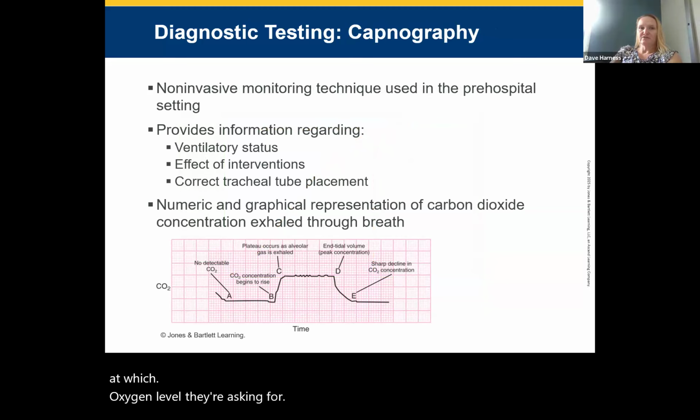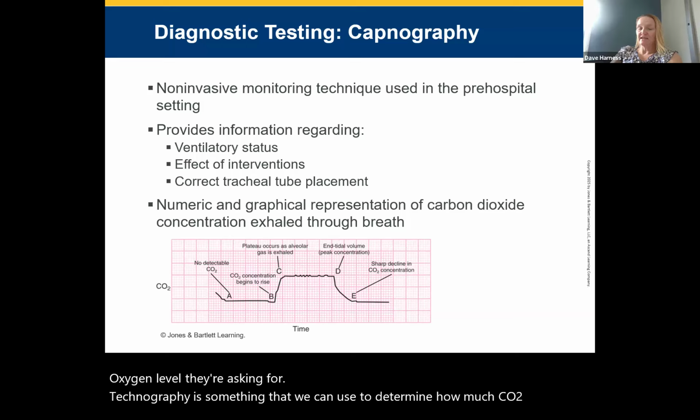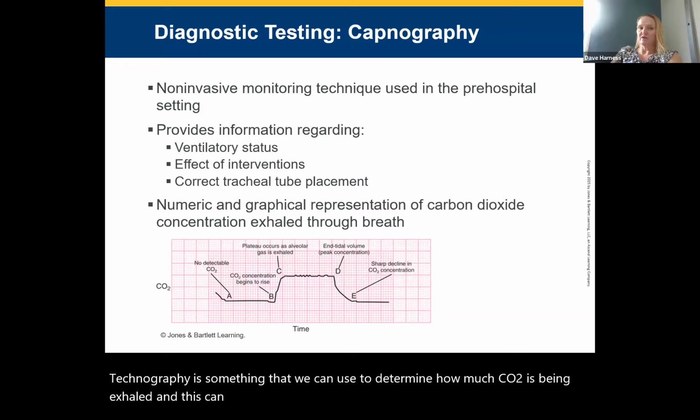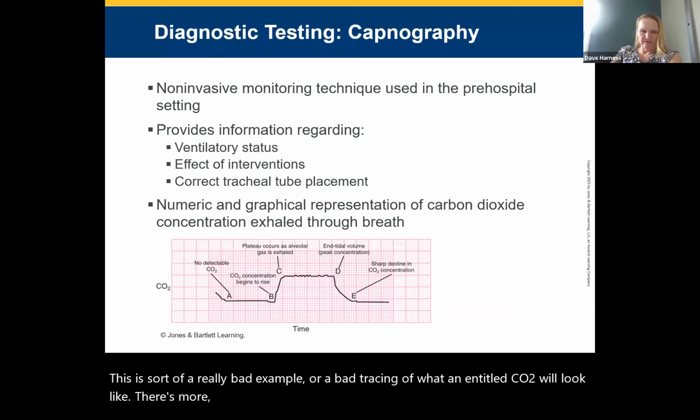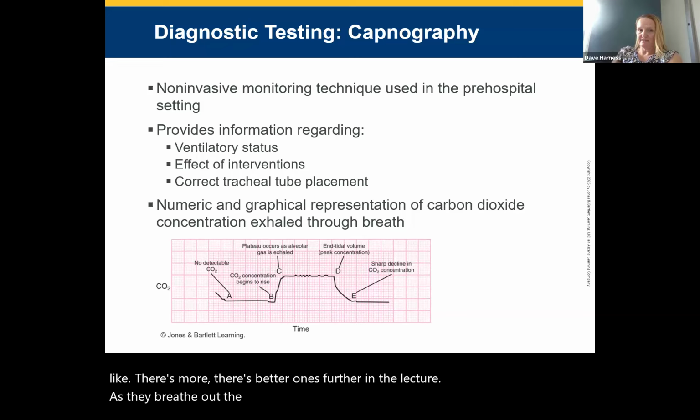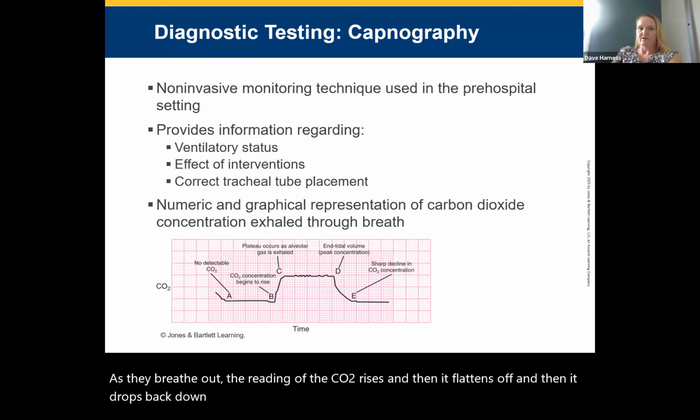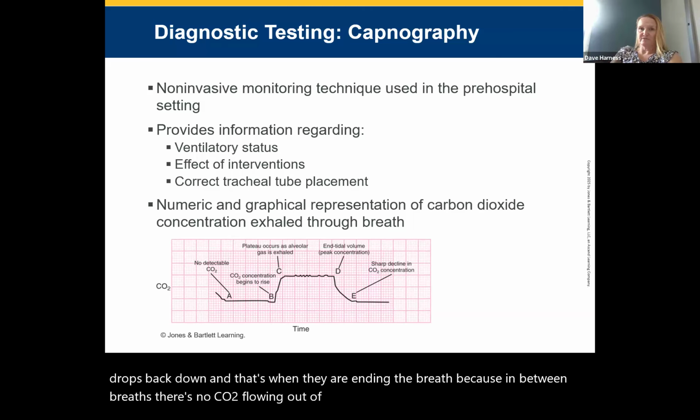Capnography is something that we can use to determine how much CO2 is being exhaled, and this can show respiratory status, but can also show other metabolic issues. This is a bad example of what an end-tidal CO2 tracing will look like. There's better ones further in the lecture, but as they breathe out, the reading of the CO2 rises and then it flattens off and then it drops back down. And that's when they are ending the breath, because in between breaths, there's no CO2 flowing out of their lungs, which is where the measurement is being taken.